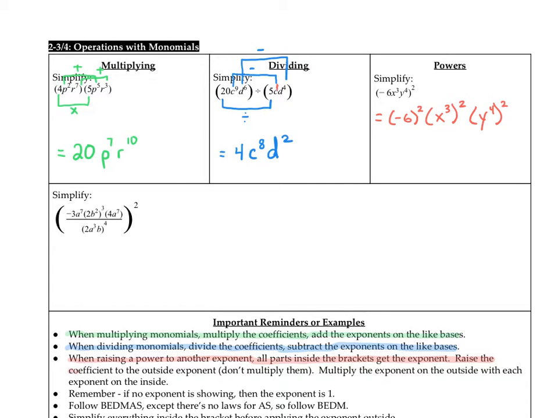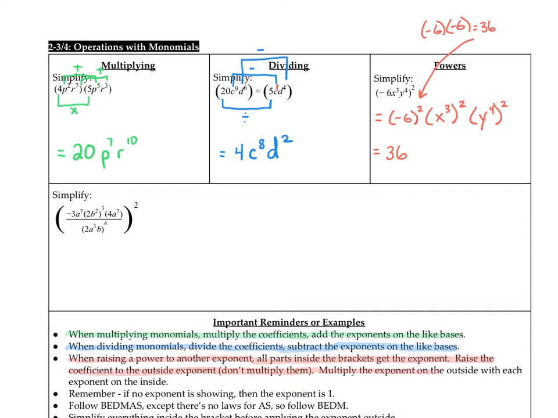Then you're going to raise the coefficient to the outside exponent. Don't multiply it, it's an exponent. So negative 6 squared means negative 6 multiplied by itself 2 times. So negative 6 times negative 6 is positive 36. So you have to remember it's not negative 6 times 2, it's negative 6 to the exponent 2.